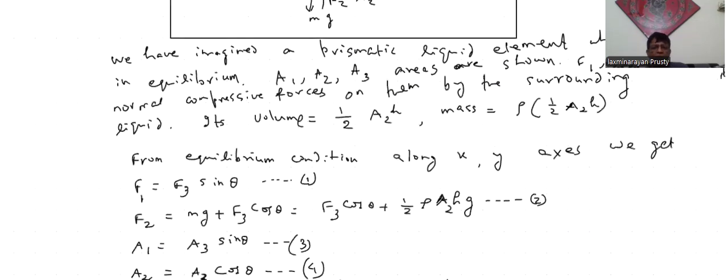Now I am going to do something. I divide equation 1 by equation 3: F1 by A1 is F3 by A3, sine theta cancels. Similarly, divide equation 2 by equation 4. What do I get? F2 by A2 is F3 by A3 cos theta cancels, and the weight term divided by A3 cos theta is the same as dividing by A2, so A2 cancels, leaving half rho h g. I wrote this clearly because A3 cos theta is A2.